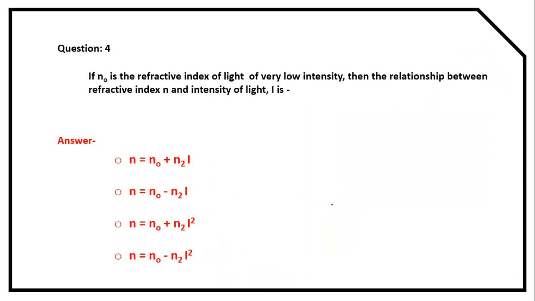We'll proceed to the fourth question. If n naught is the refractive index of the light of a very low intensity. So first, what is written? Refractive index of light of very low intensity. Then what is the relation between the refractive index n and the intensity of light I?